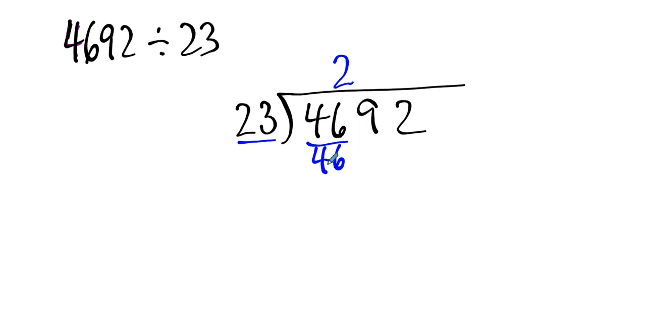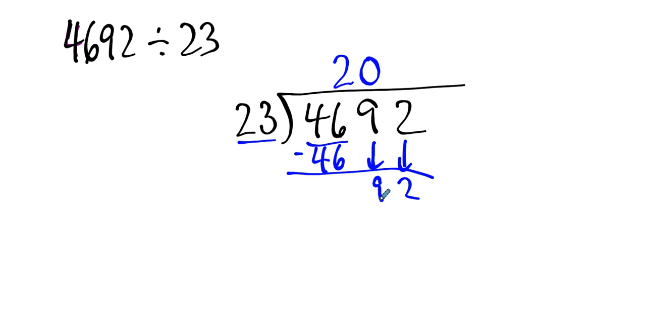And then we multiply and subtract. What does that subtraction do? Well, it says that we had 4,692. We remove 46 hundreds. All that's left is 92. So then we ask ourselves, does 23 go into 9? Well, not really. And so we put a 0 over there.